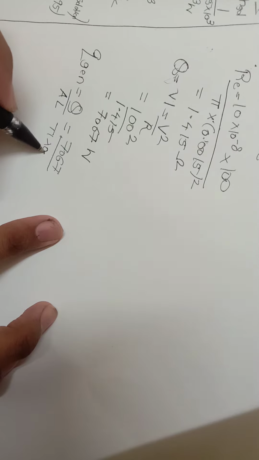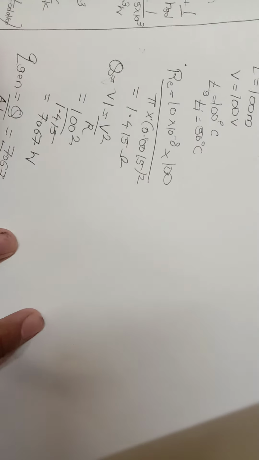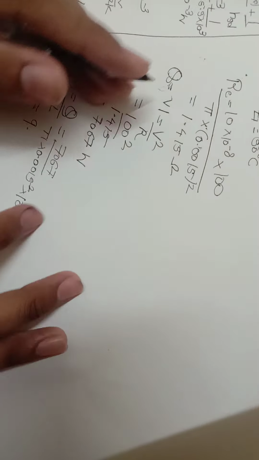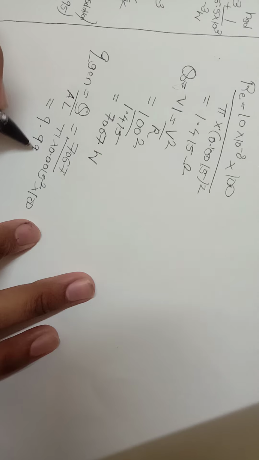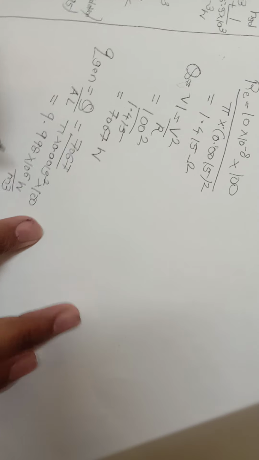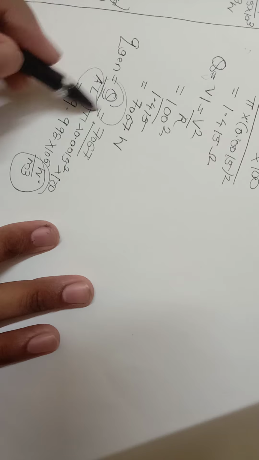What is the area? Pi into 0.0015 square, again pi r square, and L is given as 100 meter. So what we will get is 9.998 into 10⁻⁶ watt per meter cube. This is the unit for the heat generated. Remember, watt, area meter square, L meter cube.